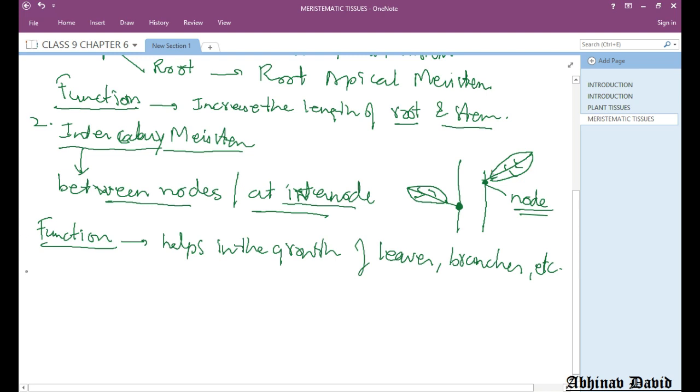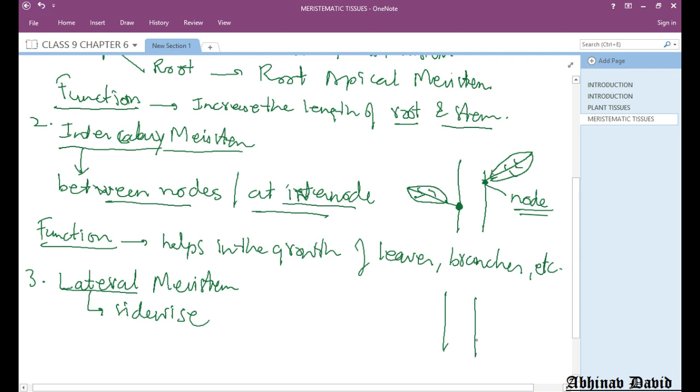Now let us talk about the third one, that is called lateral meristem. Now lateral means what? Lateral means sidewise. So it is present sidewise. Suppose this is the stem, so it is present sidewise. This is the side of the plant, so it contains what? Lateral meristem.